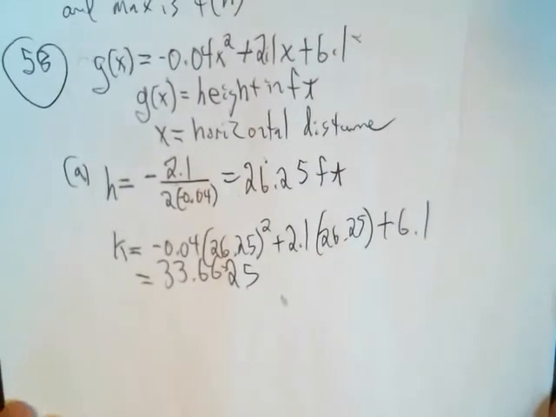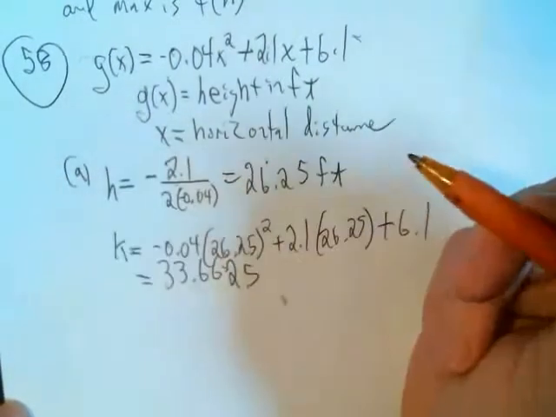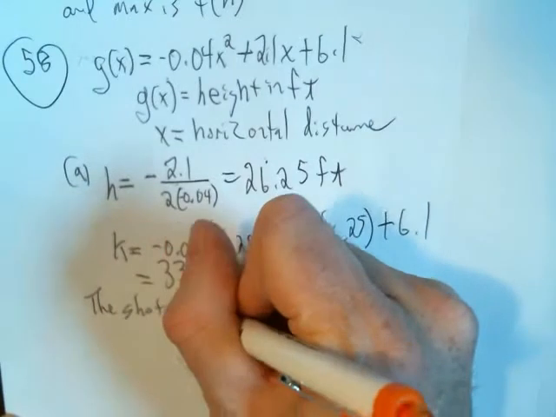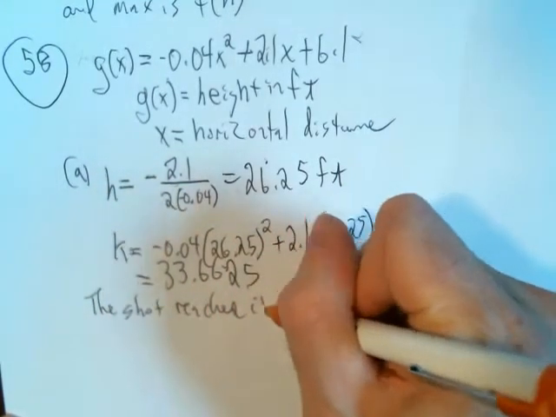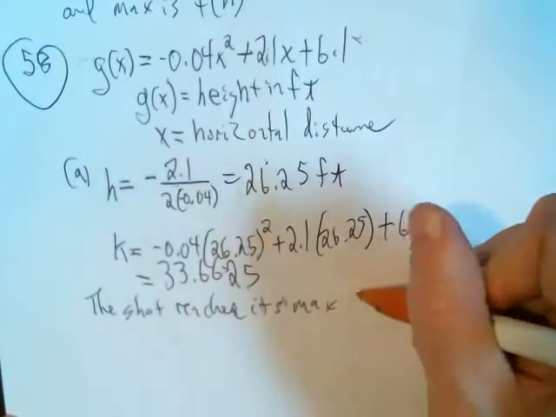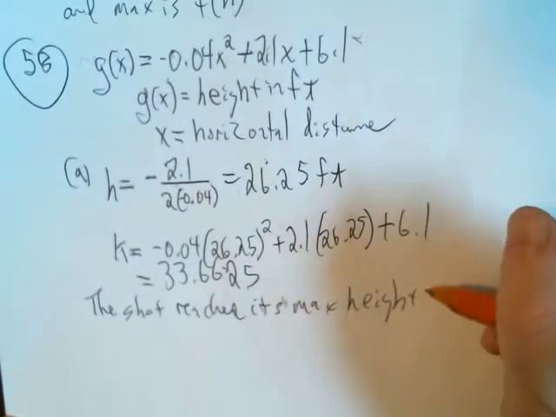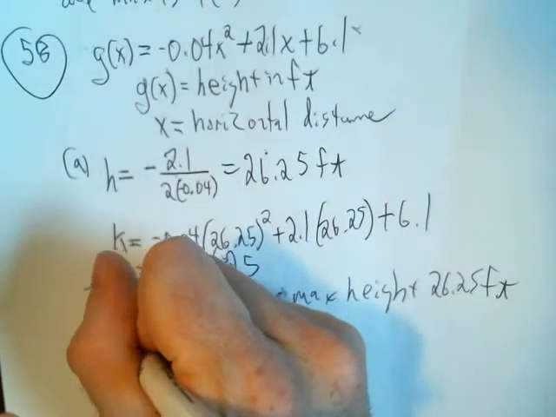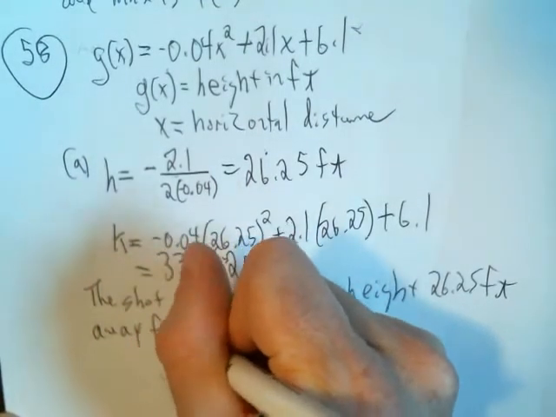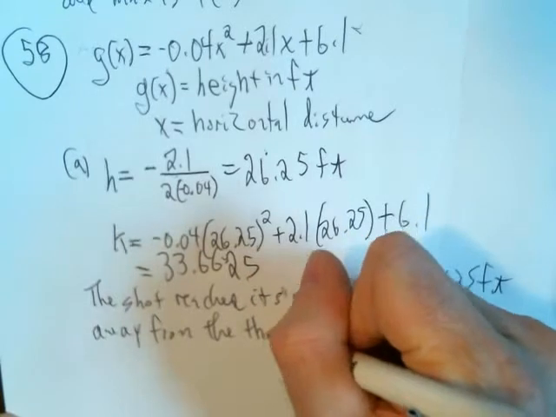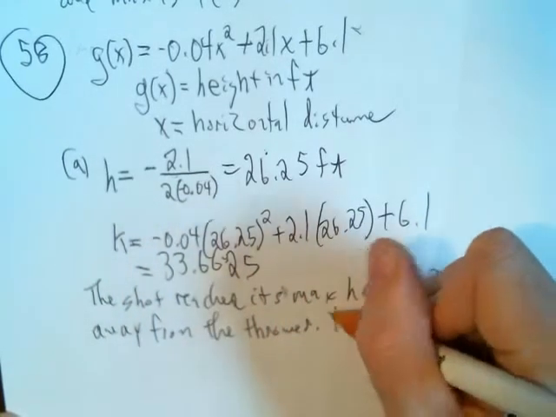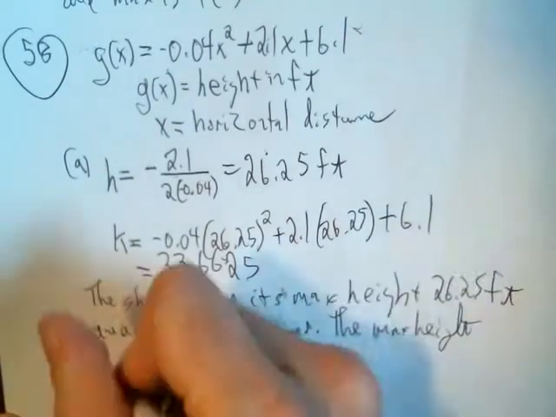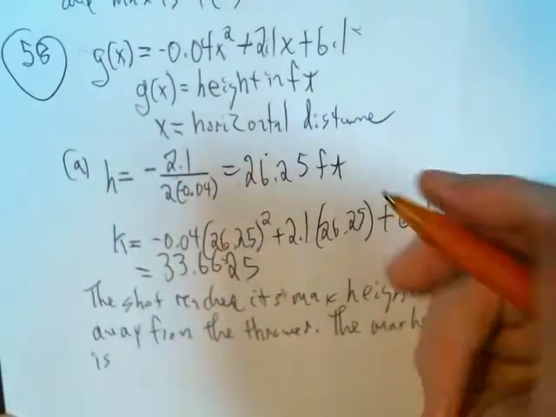So you want to write this up. If it's an application, write up your answer. So we'll say the shot reaches its max height 26.25 feet away from the thrower. The max height then is 33.6625 feet.